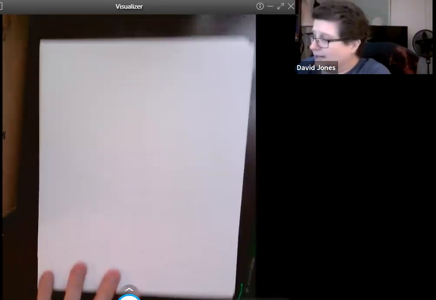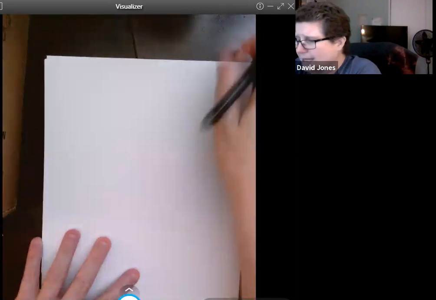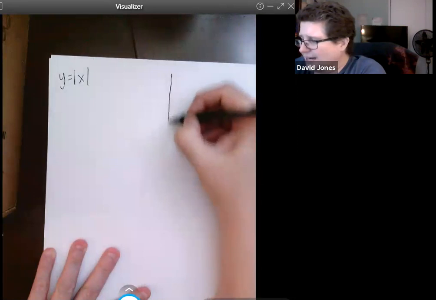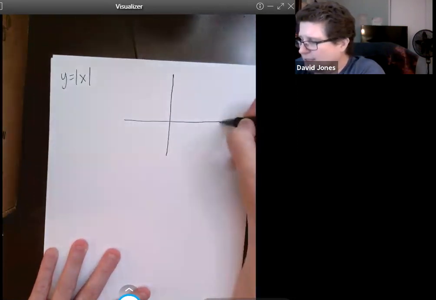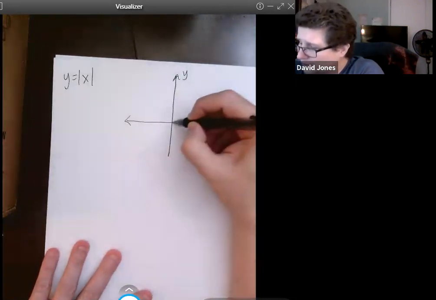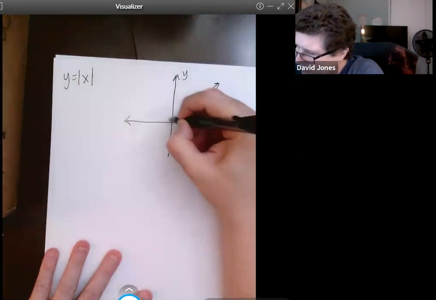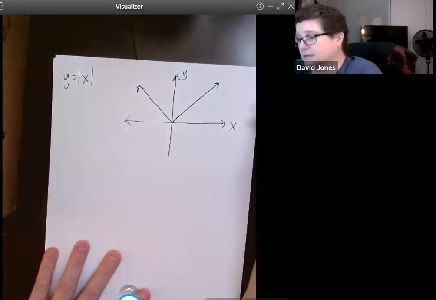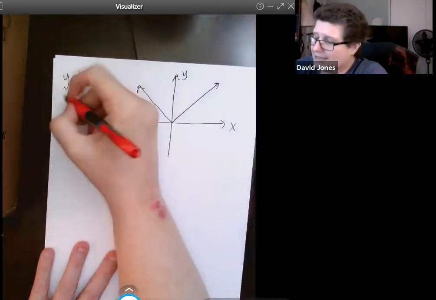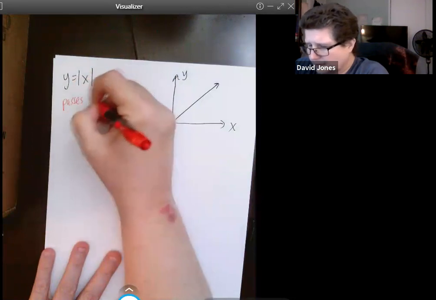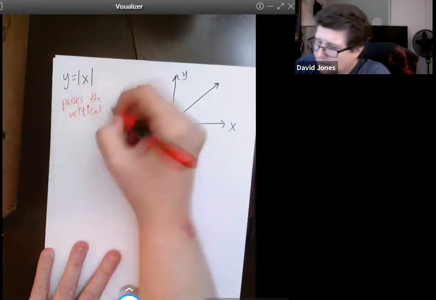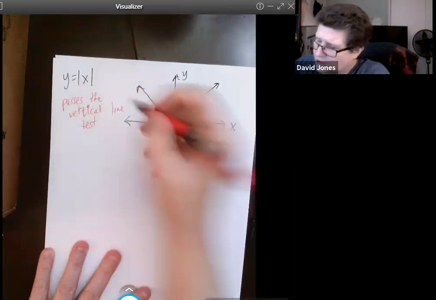The absolute value graph, y equals the absolute value of x. You plug in different values for x, it doesn't matter if it's positive or negative, it spits out a positive number. The absolute value graph looks like this. This passes the vertical line test. It's a function.